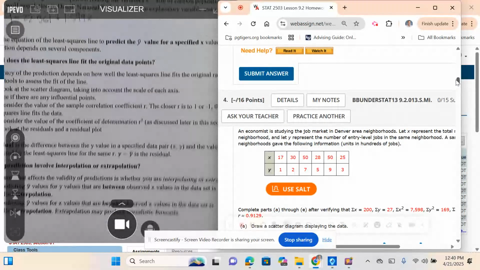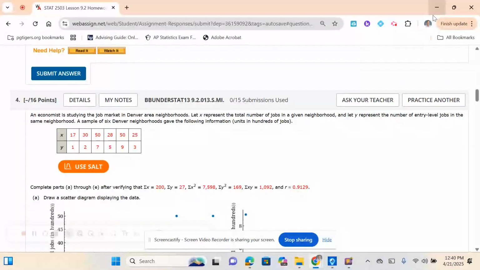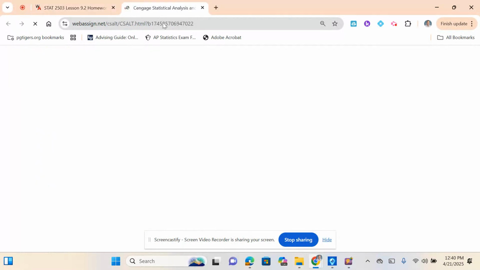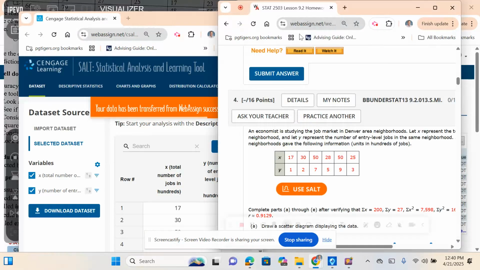Example 4: an economist is studying the job market in Denver area neighborhoods. Let X represent the total number of jobs in a given neighborhood. Let Y represent the entry-level jobs in the same neighborhood. The same sample of 6 neighborhoods gave the following information. So a sample of 6 neighborhoods. I'm going to click use SALT, and SALT's going to help me here. Okay, so I'm going to go 2 windows.